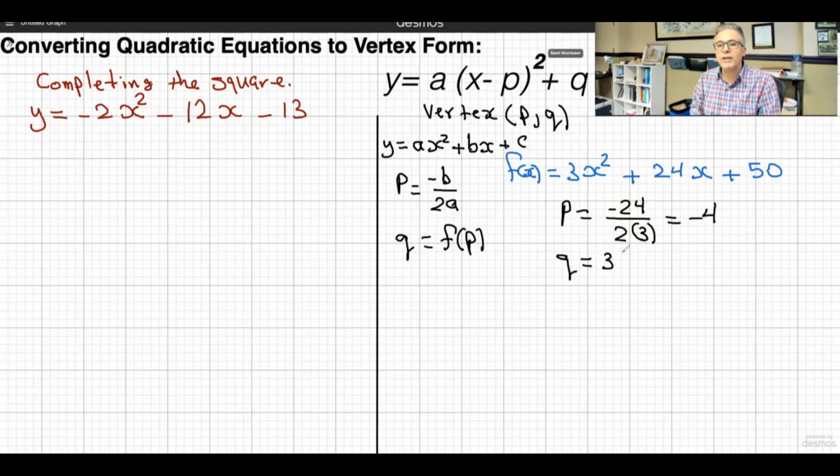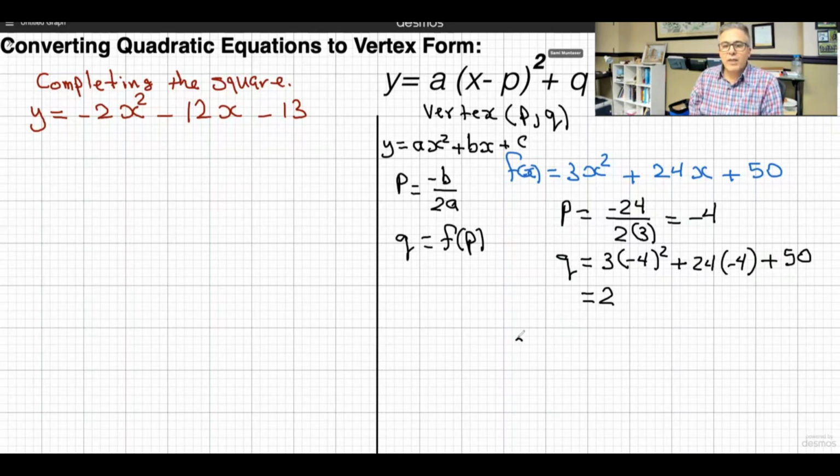q will be 3 times negative 4 squared plus 24 times negative 4 plus 50. So basically what we did, we took the p-value, the negative 4, we subbed it in for the x to find what q is. And that I'm just going to do on my calculator. And I get 2, so q equals 2.